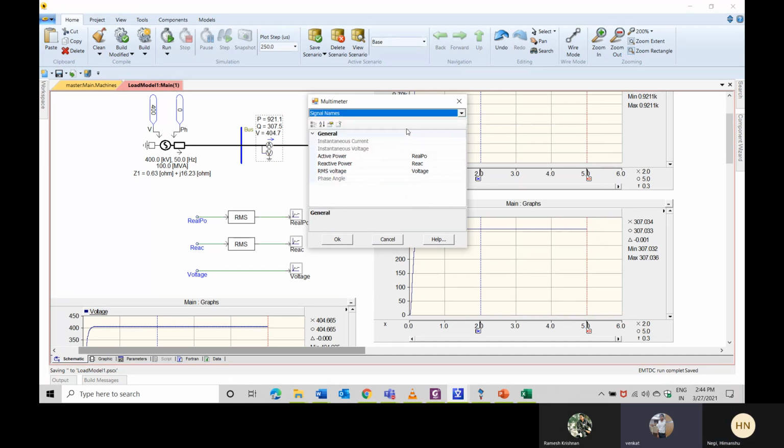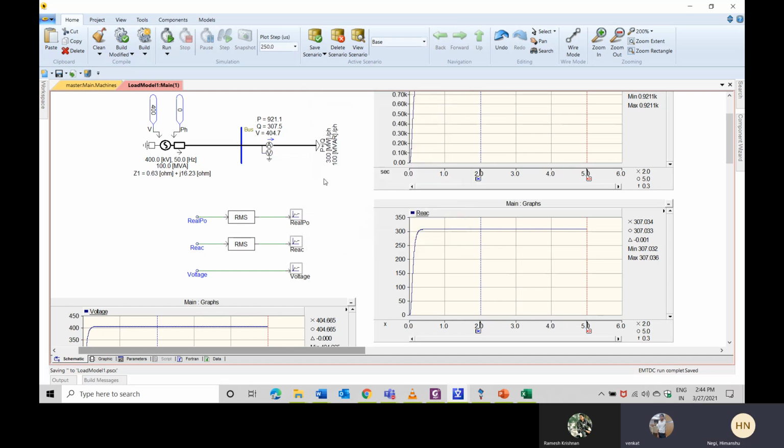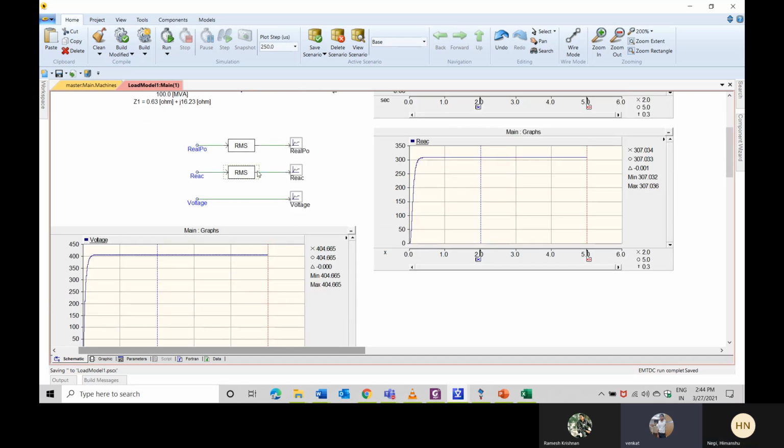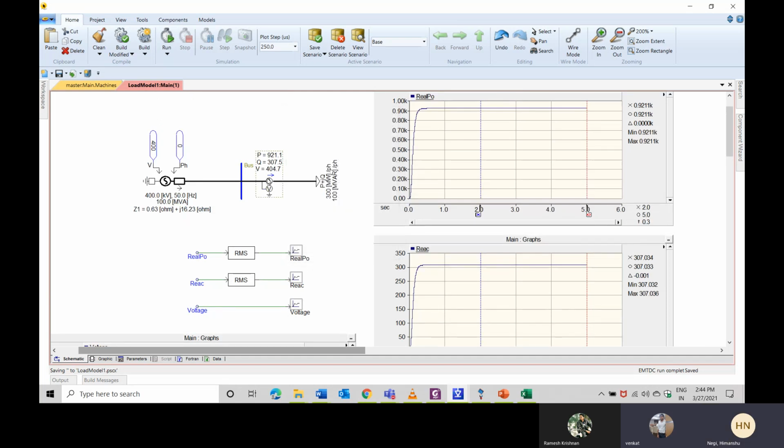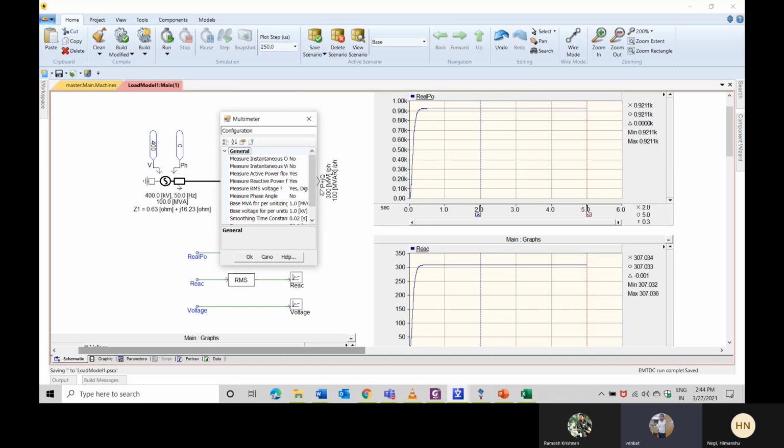I have given the signal names as real power, real PO, reactive power, REAC, and voltage. We don't have any option to get the RMS voltage here, but we have real and reactive power here.